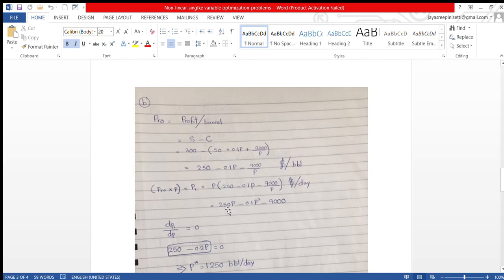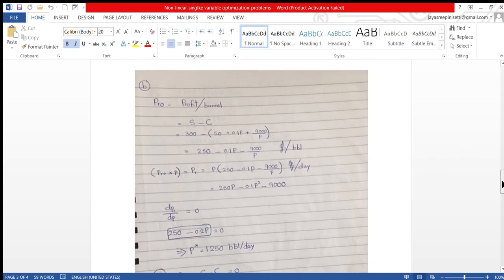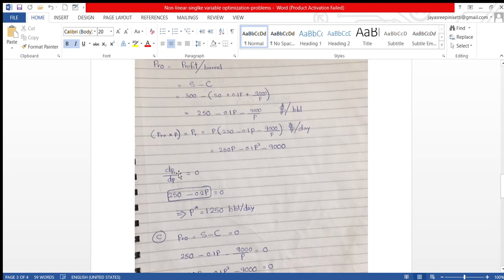How do you maximize it? Maximization means you take the first derivative of this equation and set it equal to 0. If you do that, 250 minus 0.2P equals 0. So P equals 1250 barrels per day. If you produce this many barrels per day, you will maximize the profit.